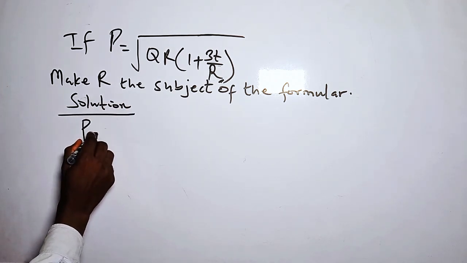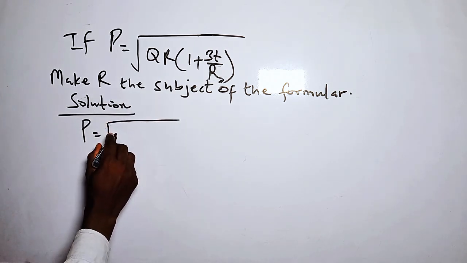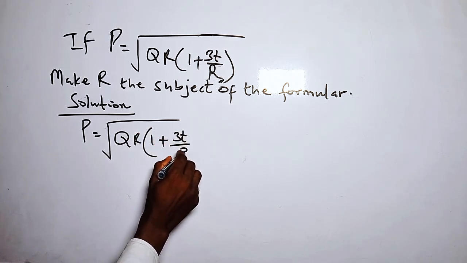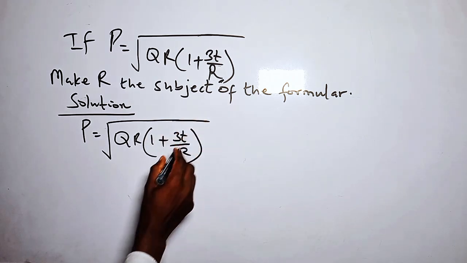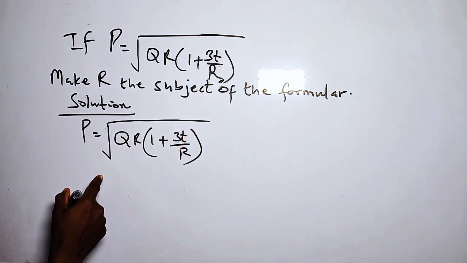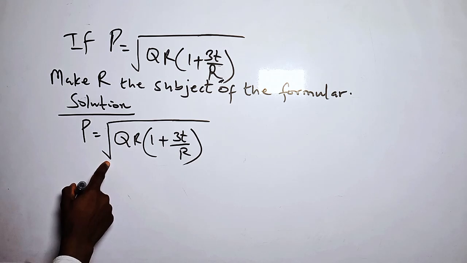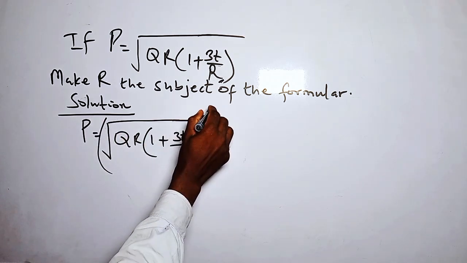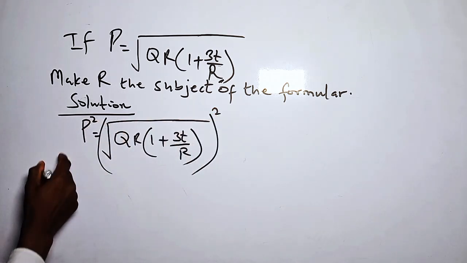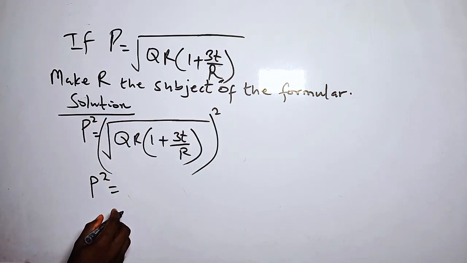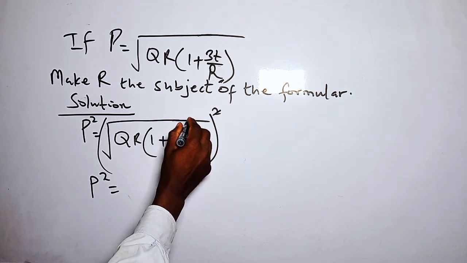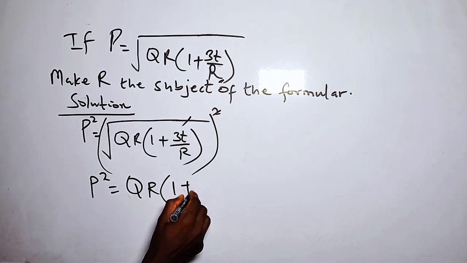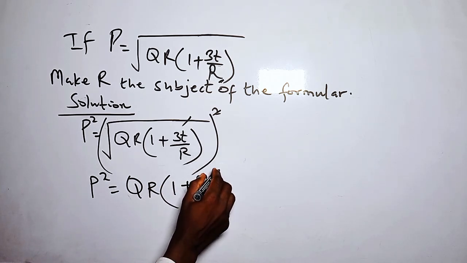So P equals the square root of QR into 1 plus 3t over R. The first thing we do is try to eliminate the square root, and to do that, we take the square of both sides. By doing that, this becomes P squared equals QR, 1 plus 3t over R.